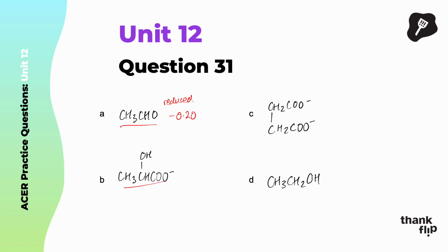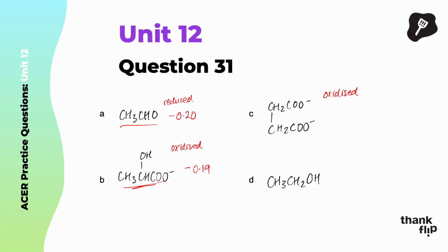Option B shows up in the third row and it's a product of a reduction reaction, which means that this itself is going to be oxidized. And the reduction potential for this reaction as a whole is negative 0.19. Then we have option C, which shows up in row 2 of our table. And this is also a product of a reduction reaction, so it's going to be oxidized if it's left alone.